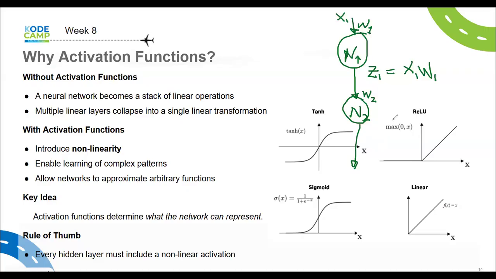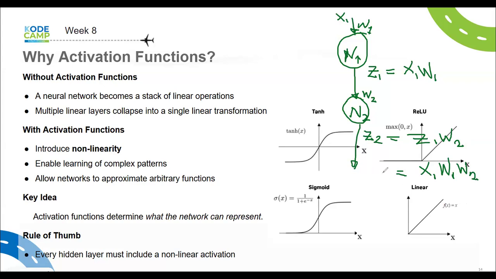You can actually prove, and I think I have a slide that shows this later on, which we will look at, that the output from here, Z2, is actually equal to Z1 times W2. Remember that Z1 is what? X1 times W1. So that will give you X1 times W1 times W2.